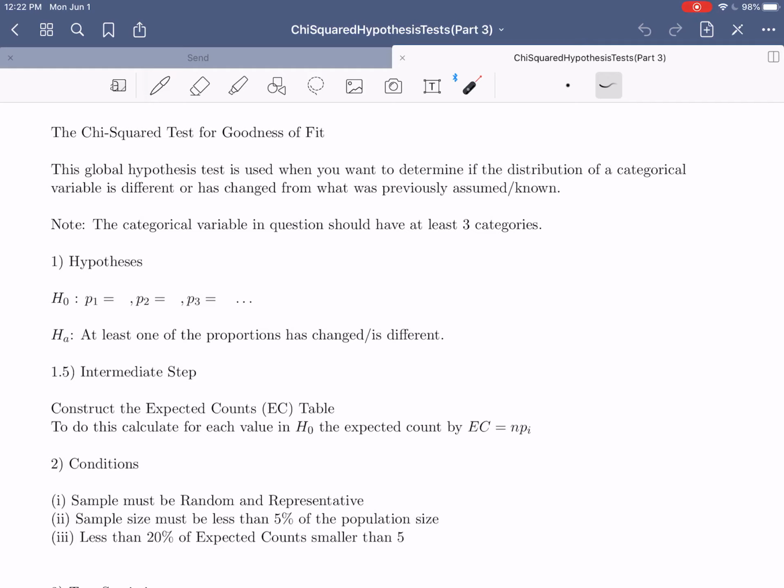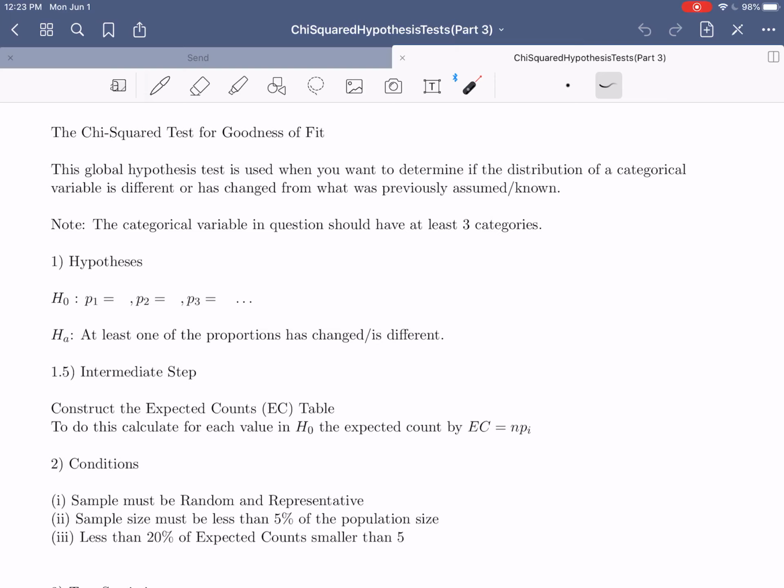So this will be the chi-squared test for goodness of fit, and this is again a global hypothesis test, meaning that this is a hypothesis test that is used to diagnose sort of a global change or a global difference, but it doesn't necessarily tell you what that difference or what that change actually was. So this global hypothesis test is used when you want to determine if the distribution of a categorical variable is different or has changed from what we previously assumed or knew about that distribution. So once again, this chi-square test is related to a categorical variable, but it's not about the relationship between two categorical variables. It's actually about how a single categorical variable is distributed.